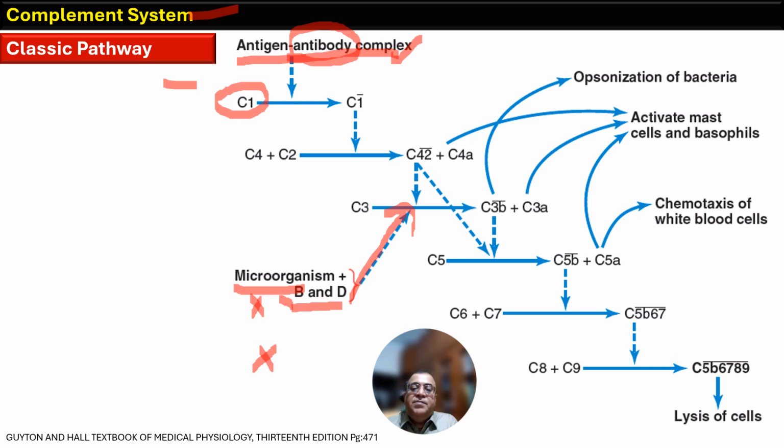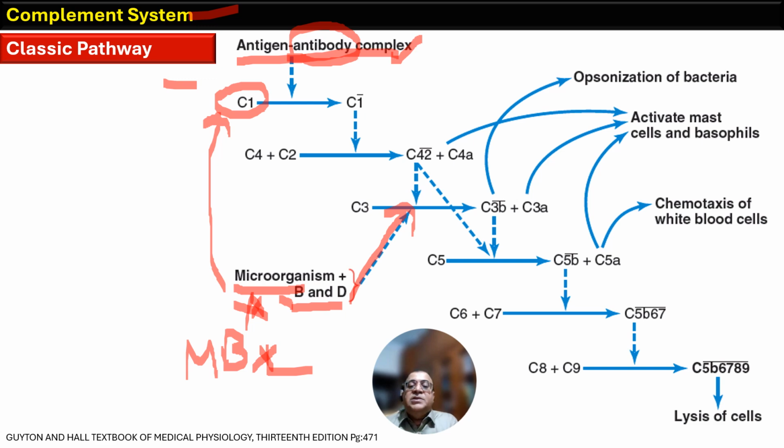The third is the process in which the mannose binding lectin, MBL, binds to the microbial surface. Binding of the microbial surface with the mannose binding lectin results in a process similar to the classical pathway, but it does not require any antibody.